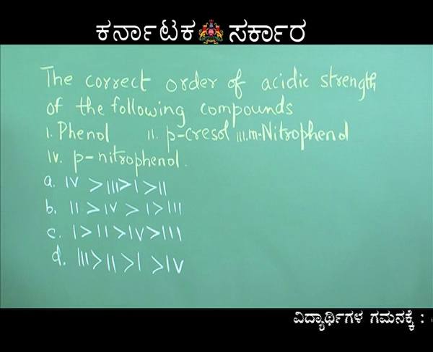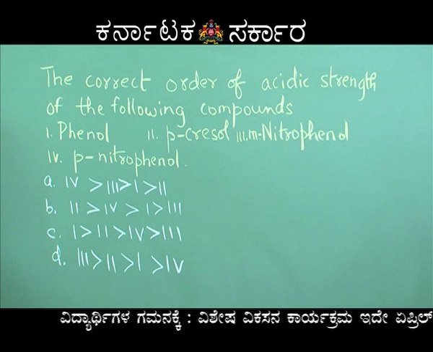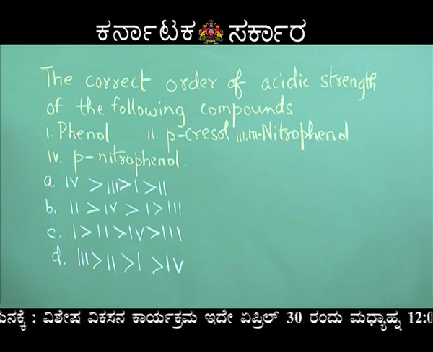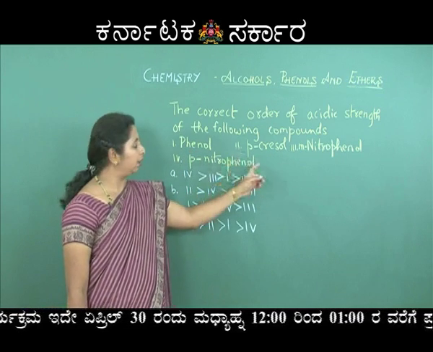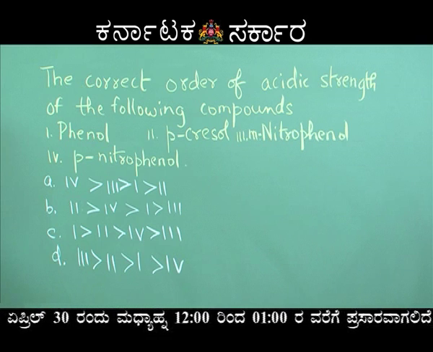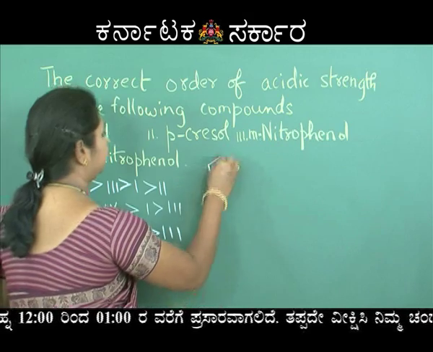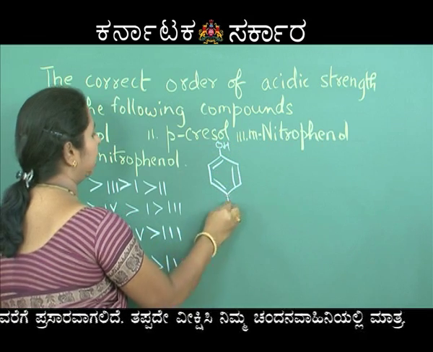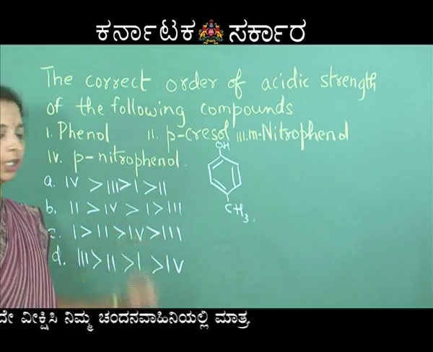They have given different options. Based on the decreasing order of acidic strength, we have to find out which is more acidic than the other. Now, coming to it, look at the compounds given. It is phenol, paracresol, metanitrophenol and paranitrophenol. Now, phenol, we know it is acidic. Paracresol, cresol is nothing but a phenol containing CH3 group, that is, we have benzene ring, we have OH and CH3 group. So, we have a CH3 group in the second compound.